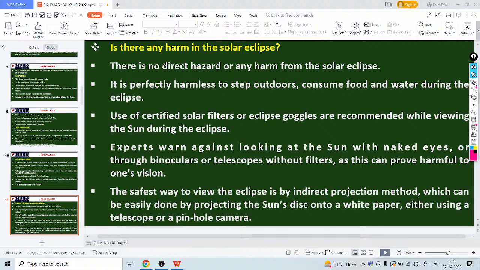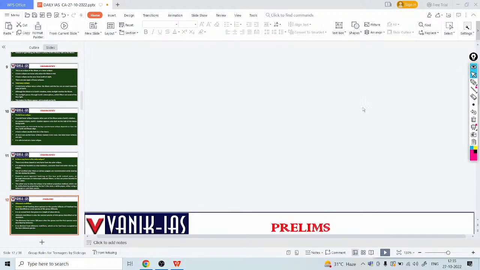The safest way to view the eclipse is by the indirect projection method, which can be easily done by projecting the sun's disk onto a white paper, either using a telescope or a pinhole camera. So that is reflected onto a paper and one can see through the paper. This is the safest method to see an eclipse, especially a solar eclipse. And lunar eclipse is not at all harmful, so one can see it without any risk.